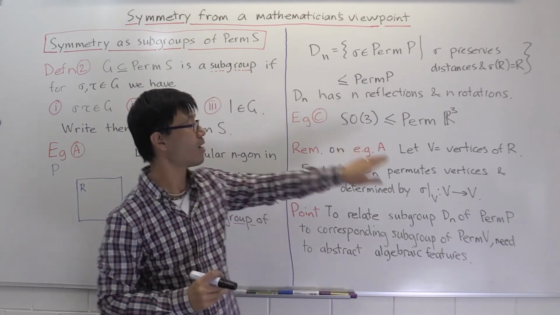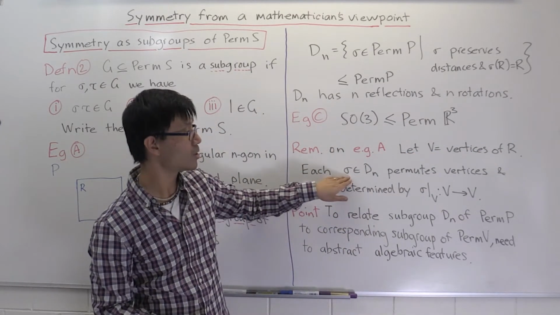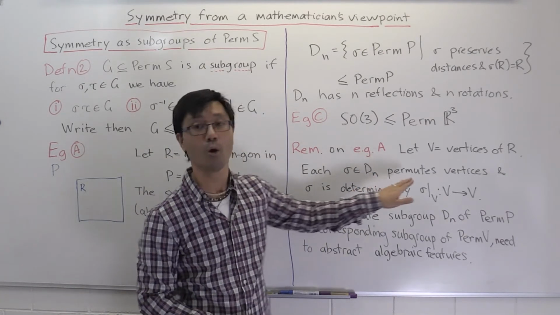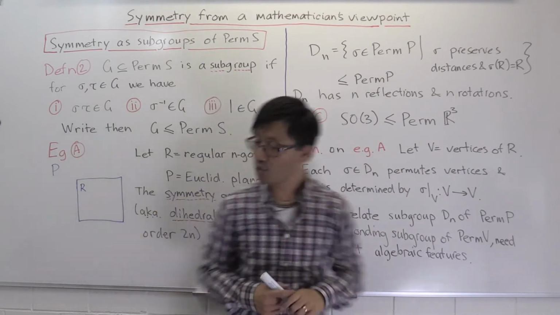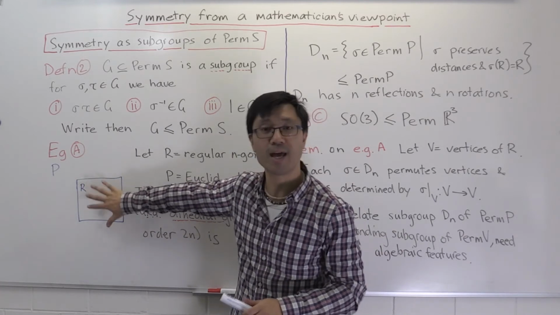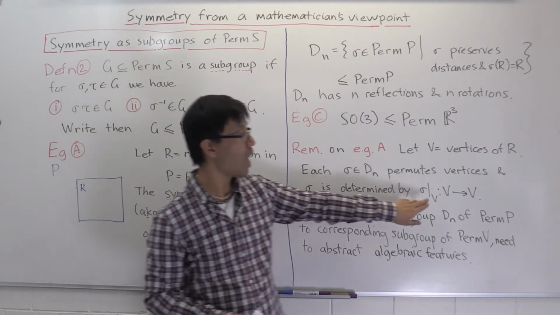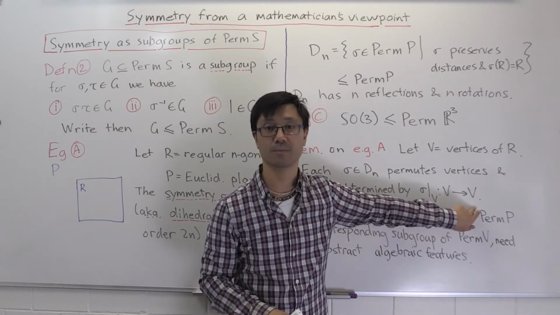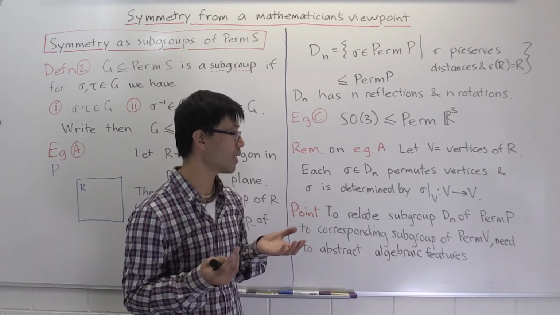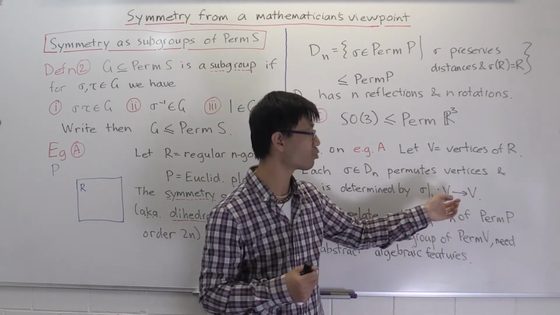In particular, if you let V be the set of vertices of this regular n-gon, then each permutation sigma in this dihedral group, in this symmetry group of R, will permute the vertices. And in fact, if you know what it does to all the vertices, you know what it does to the whole of the regular n-gon, and hence the plane. So this sigma is actually determined by how it permutes the vertices. So here we see an interesting relationship. Here you'll get, it turns out, a subgroup of the permutation group of V.